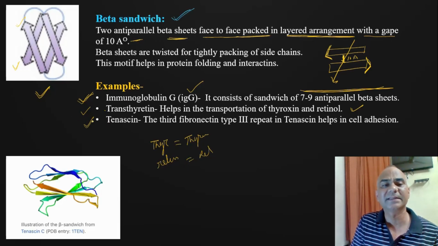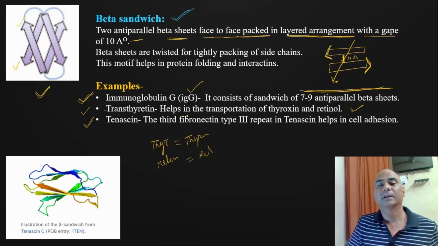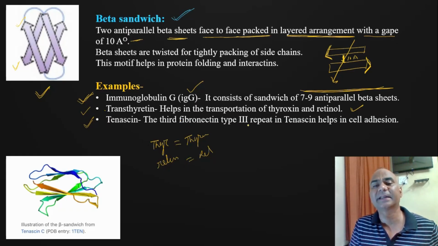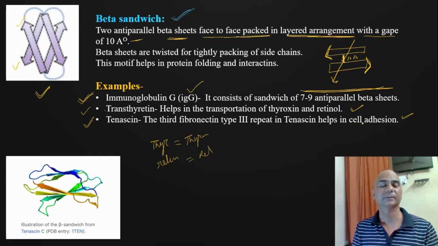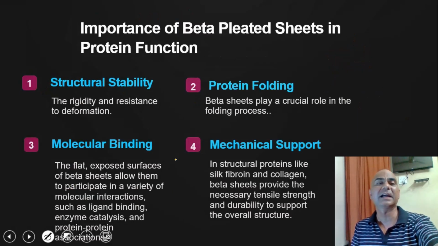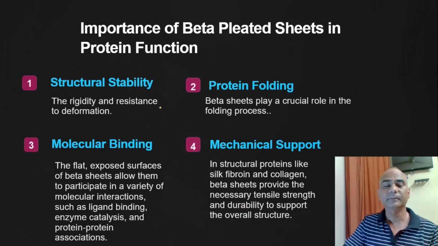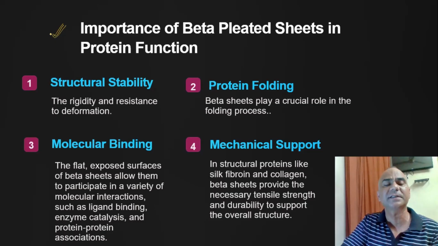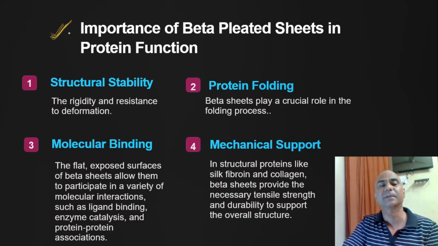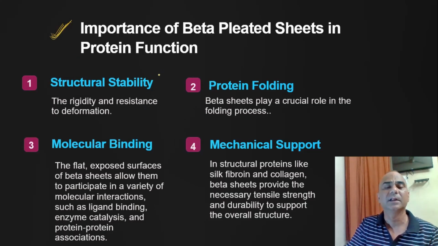And third important example is the tenascin. ये क्या है, the third fibronectin type III repeats in the tenascin helps in the cell adhesion में ये हेल्पफुल रहता है. तो ये डिफरेंट टाइप की क्या है, सुपर सेकेंडरी स्ट्रक्चर है. And these are the importance of the beta pleated sheet in the protein structure. However, I have explained already in the previous slides that beta structure provides the stability. I don't want to read these points.